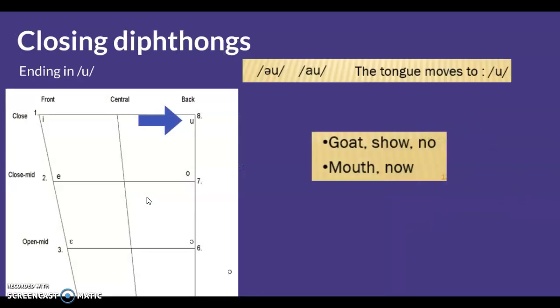Okay? And the last ones are those that end with U. All the movement goes to the U sound that is at the back. You have only two diphthongs ending with U. That's why they are closing, because it's close to the roof of the mouth. You have əʊ and aʊ. The tongue moves to U. So you say goat, show, no. Mouth, now. Goat, show, no. Mouth, now.